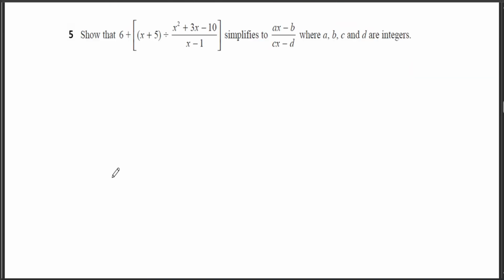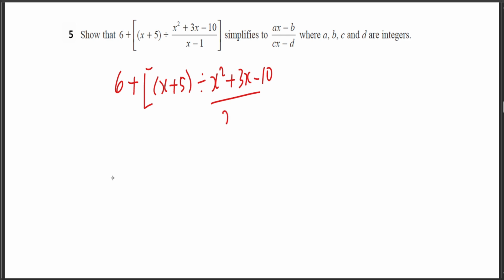Now, what if you get a question like this? Okay, one of the past GCSE questions. So 6 plus, into bracket, x plus 5 divided by x squared plus 3x minus 10 over x minus 1. This one. Now first, let's deal with the ones that are inside the brackets because of the BIDMAS rule. So let's start with this one with the bracket. So you take x plus 5, division changes to multiplication, and they reciprocate each other.